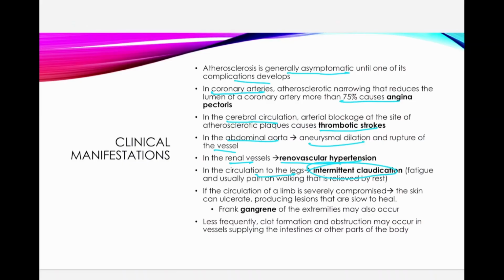If the circulation in the limb is severely compromised, then you can get gangrene. Remember we talked about wet and dry gangrene. Which one is due to vessel occlusion, lack of blood flow to an area? Dry gangrene. So they're going to get dry gangrene because of lack of blood flow to an area.